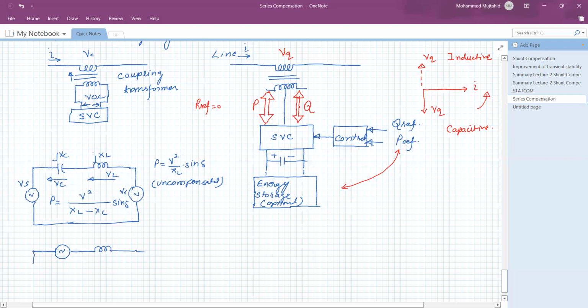And again, this is a representation of the two machine system. So this is Vs. This voltage is Vq, which is in the quadrature. This is the line current I. This is reactance XL, and this is receiving end voltage VR. So it is a two machine system.